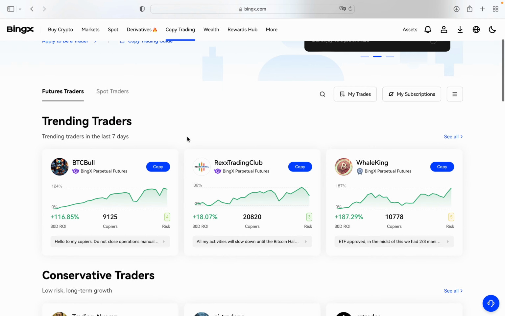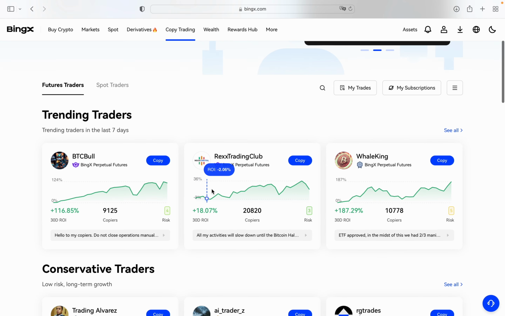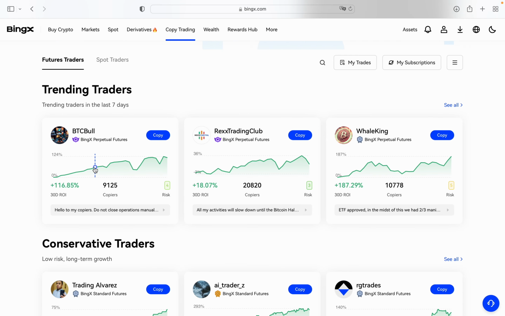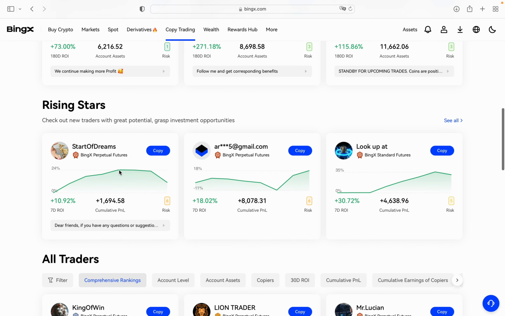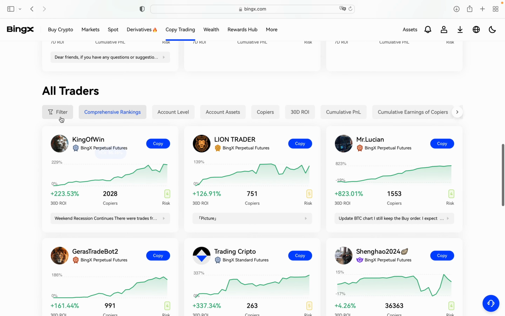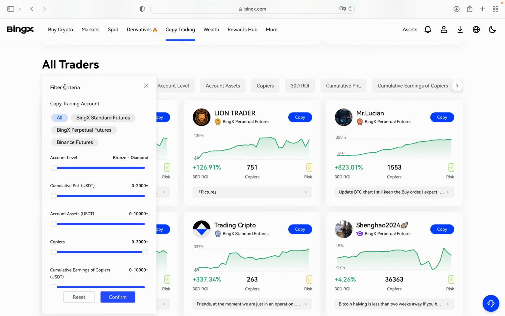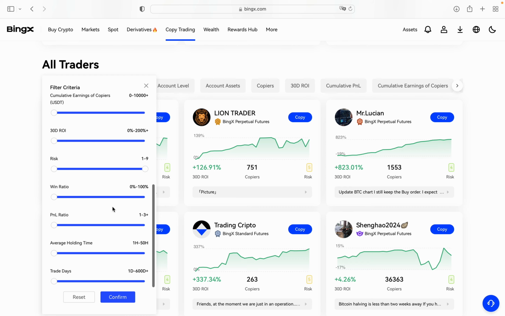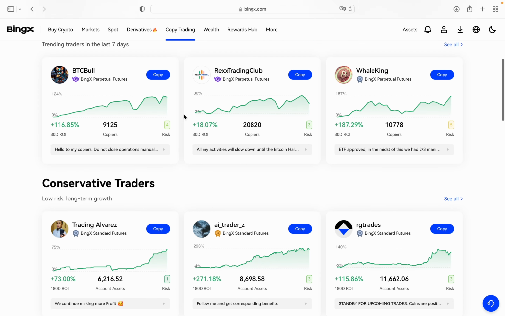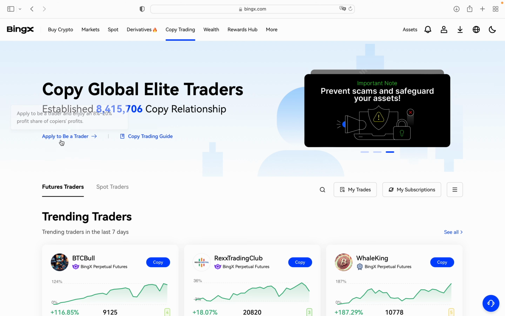If we scroll down, you can see the trending traders right here. You can see here some different traders with some different results. And if we're scrolling down, you can see that we have some conservative traders, we have some rising stars. And at the bottom, you can see that we have all traders and you can filter them here. And if we are clicking on filter, you can see that we have many KPIs where we can select for different traders.